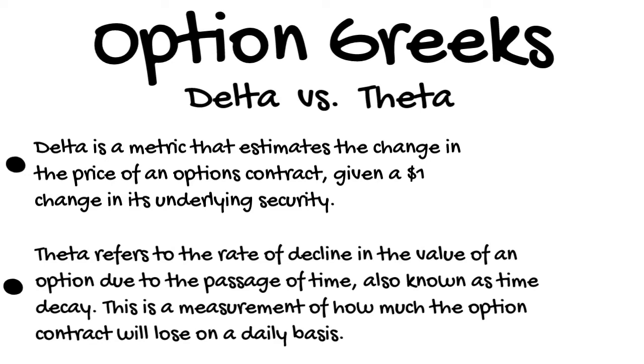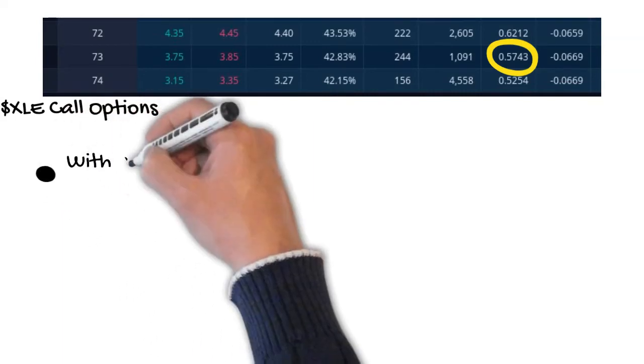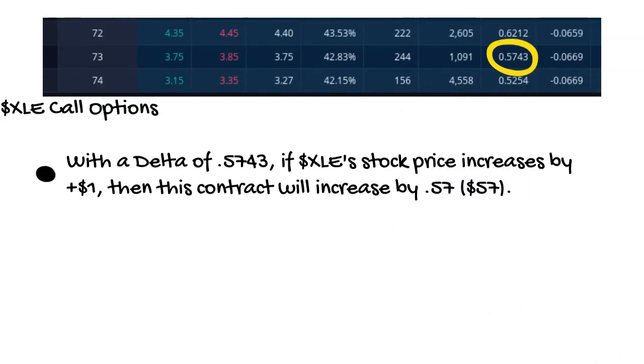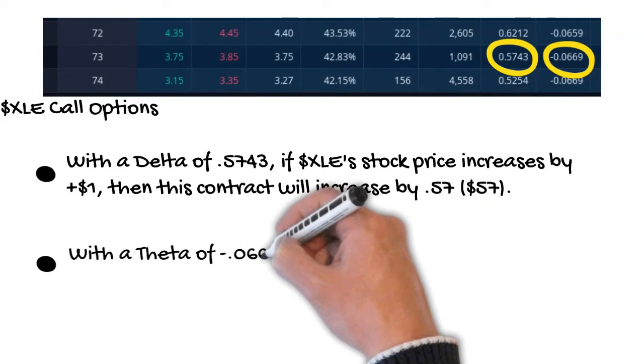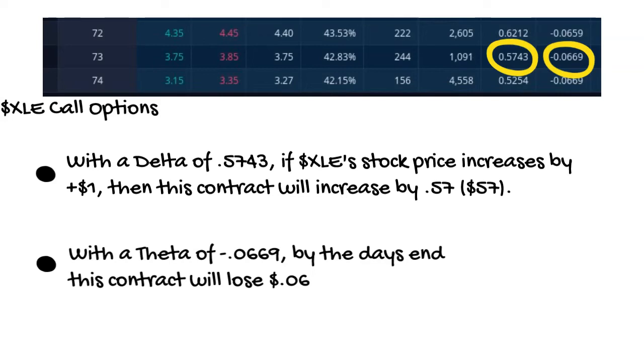So here we have our options table again for a particular security called XLE. These are call options for XLE. And here are our visual examples again of our delta and theta. With a delta of 0.5743, if XLE's stock price increases by $1, then this contract's price will increase by $57, right? So that 0.57 decimal. And then for a theta of 0.0669, by the day's end, this contract will lose about $6. So all you're doing is essentially multiplying your decimal point there by 100 to get your change in delta for your contract and to get your change in theta for a contract.